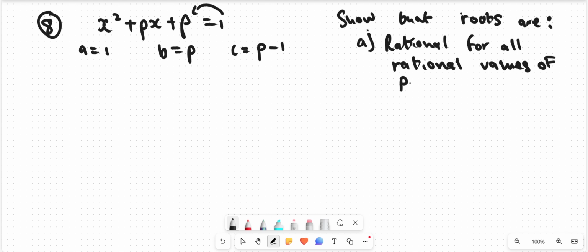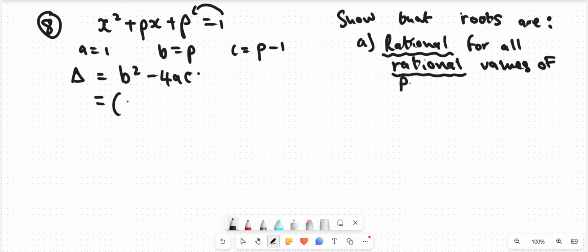But what the question is asking is to show that the roots are rational for all rational values of p. So what do we do? We again need to understand that we need to solve the discriminant, right? So let's take our discriminant and solve for it. Substitute what the b is, which is p, and I'm squaring it. Substitute what the a is, which is 1, and what the c is, which is that binomial there.